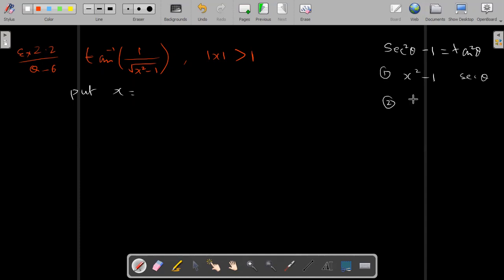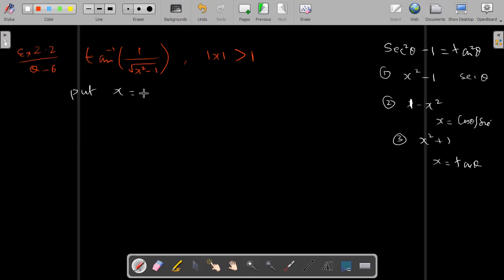There is a list of where to put what. If it is 1 minus x square, because 1 minus sin square theta is cos square theta, and 1 minus cos square theta is sin square theta, generally we put cos theta or sin theta. But when it is plus, because 1 plus tan square theta is equal to sec square theta, here we put x is equal to tan theta. From this you can remember it.